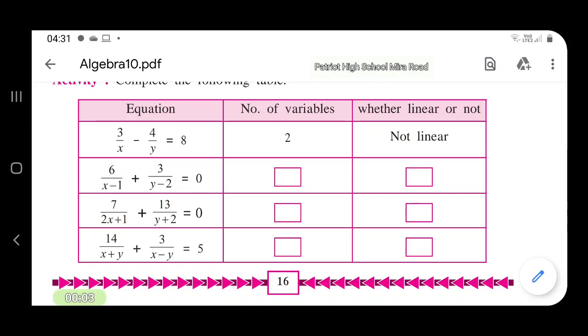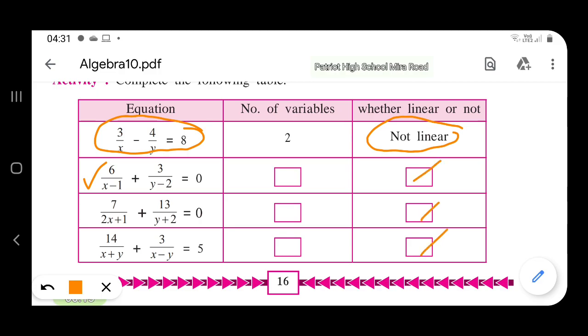We had seen that this equation is not linear. We have written it, it is not linear. This also we had solved it as not linear, not linear, not linear. But can we convert this non-linear equation to a linear equation by some modification? We will see to it.